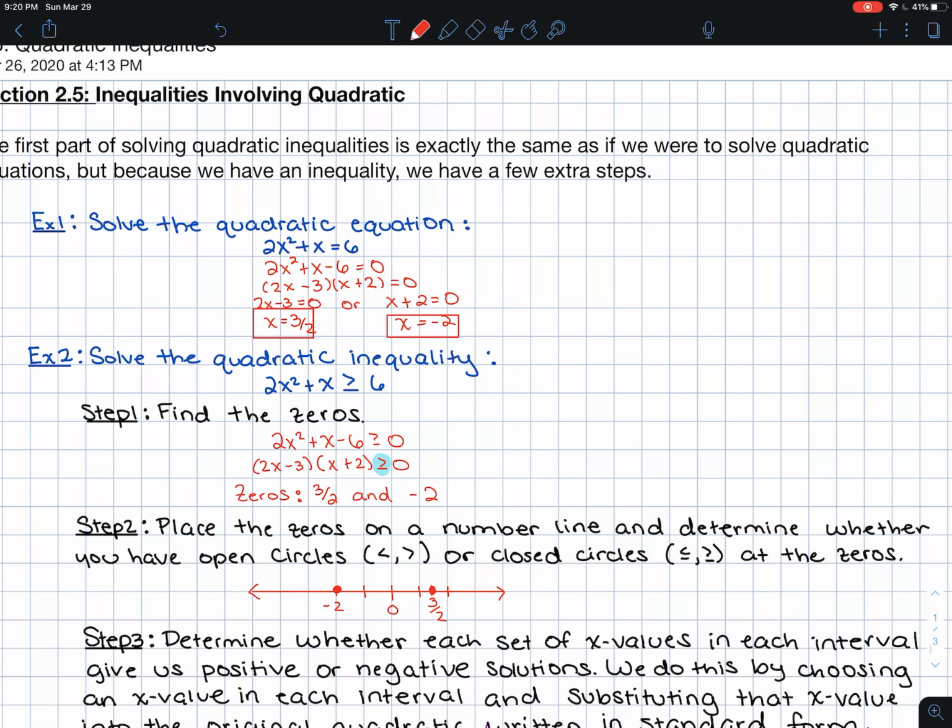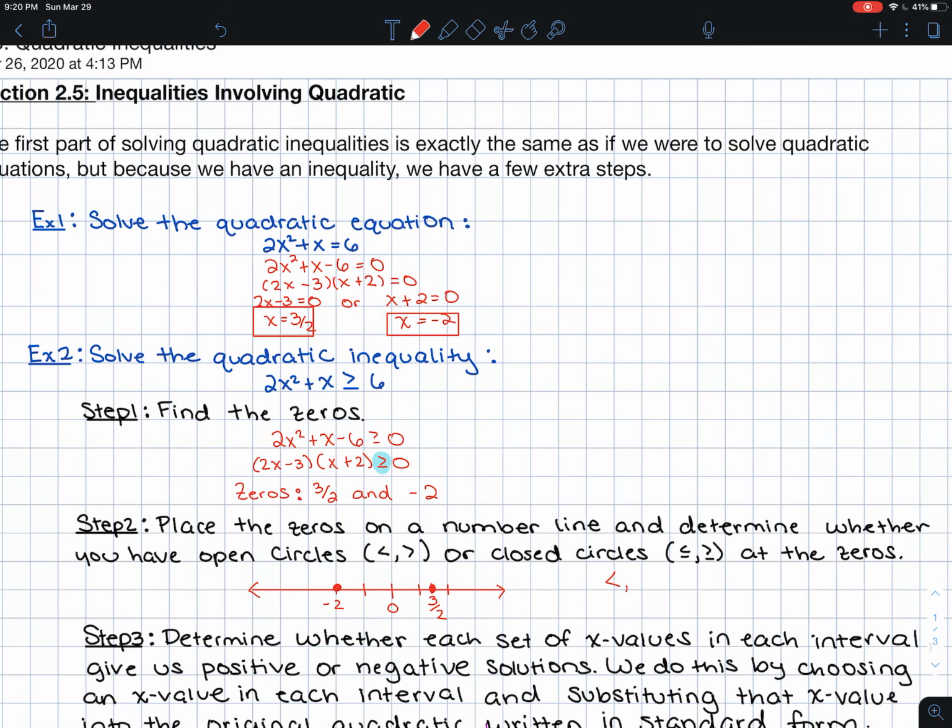Now let me explain that a little bit further. If you have a less than or greater than, we use open circles or parentheses. You can also place parentheses on the number line instead of open circles. If we have less than or equal to and greater than or equal to, we use closed circles. That means we include the zeros as part of our solution. So again, if you want to use brackets instead of closed circles, that's fine too.